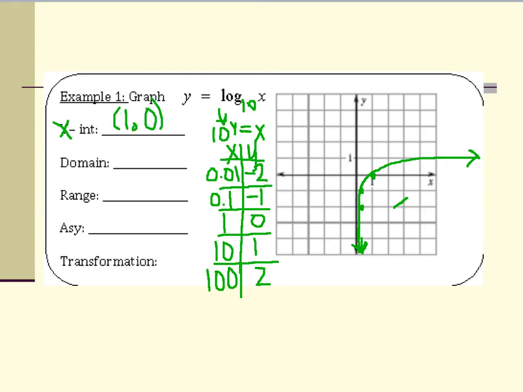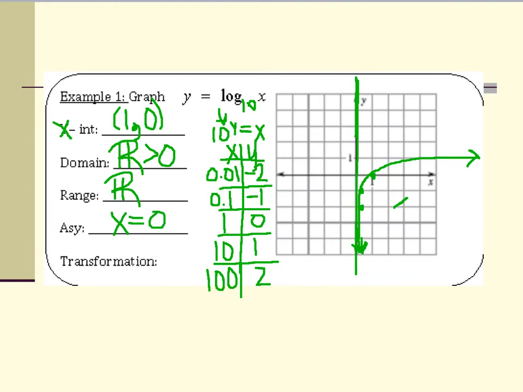Told you our domain and range is going to be switched around. So our range is now going to be all real numbers. Our domain, if you think about all my x's here, they have to be bigger than 0. So it's all real numbers greater than 0. We need to draw our asymptote in here. Our asymptote is right here. This is the line that it's going to approach but never ever touch and never ever cross. So our asymptote is the line x equals 0.